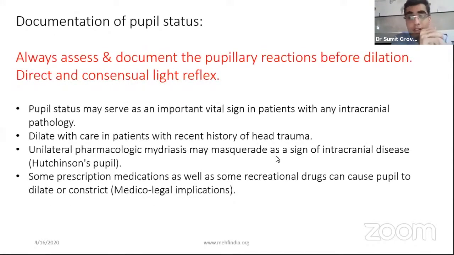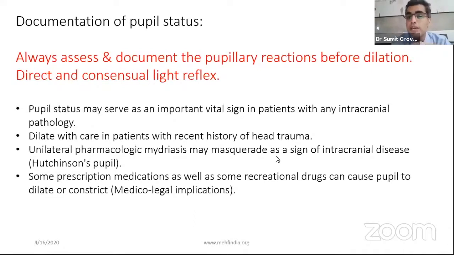Documentation of the pupillary status, very, very important. I think this is the most important take-home message, and I have marked it red. Always assess and document the pupillary reaction before dilating. Assess both direct and consensual light reflex. I hope everyone knows. Direct is when we throw a light into the right eye, the pupil of the right eye constricts, as well as in consensual, the left eye also constricts because of the ciliary ganglion and Edinger-Westphal nucleus. The neurons cross over to the other side.